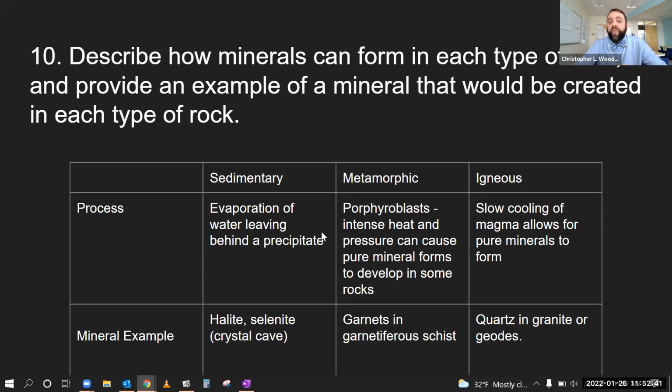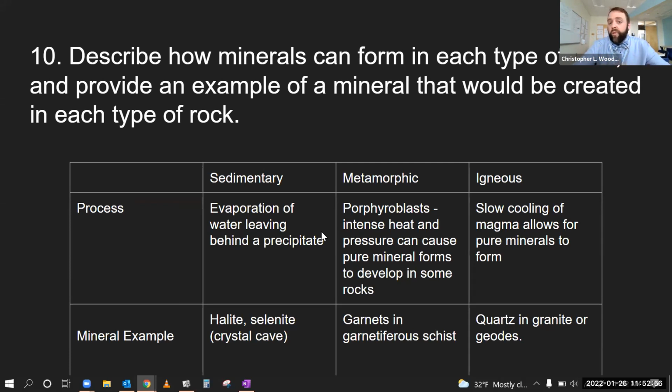The next one, metamorphic. One answer here, porphyroblasts. Intense heat and pressure can cause pure mineral forms to develop inside of some metamorphic rocks. The example that we looked at in class was garnetiferous schist. It's a metamorphic rock with pure mineral garnets.